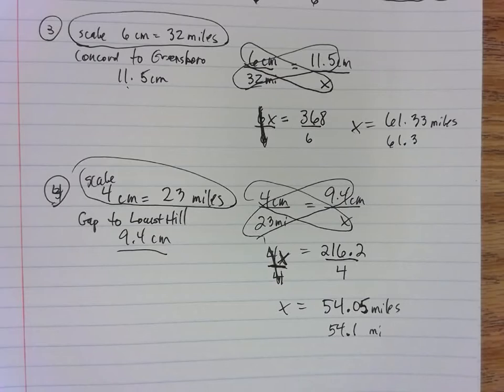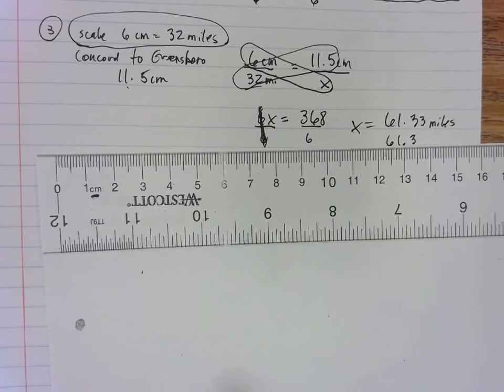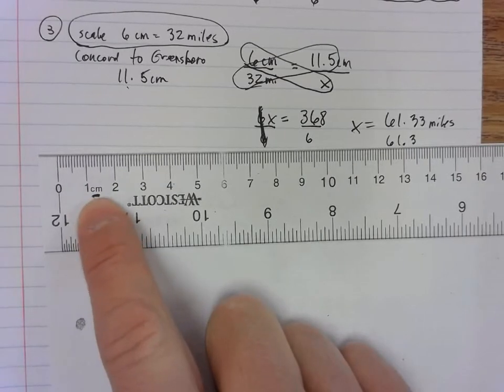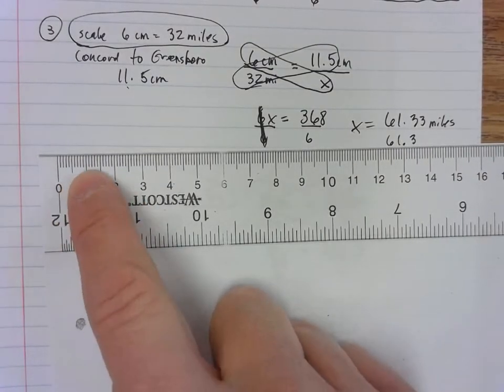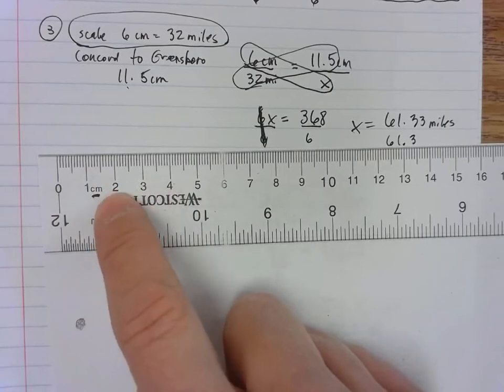Make sure you're using the right side of the ruler. It says centimeters, this one right here, the one that's got the little bitty marks in between it like this. Make sure you're using the centimeter side.